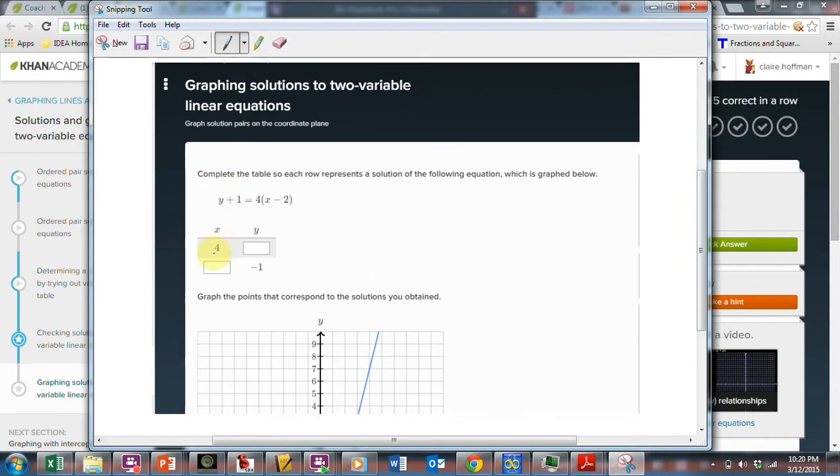Here I am going to be looking for the y coordinate that will satisfy this equation when the x coordinate is 4. So the y coordinate that makes this equation true, that makes this side equal to this side, when the value of x, when the value of this variable is 4. Let's do that right now.